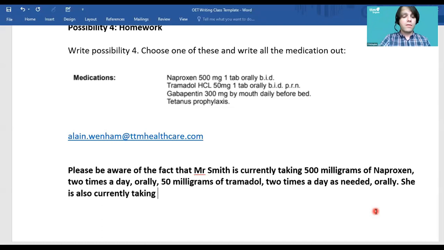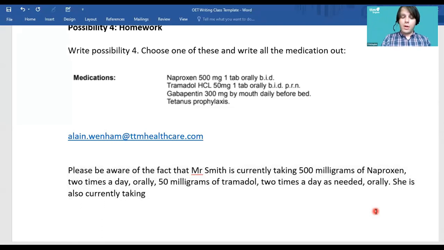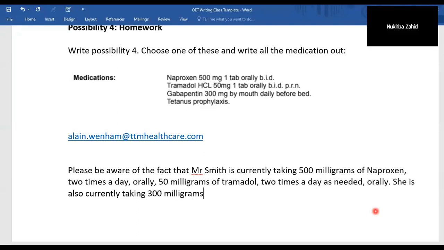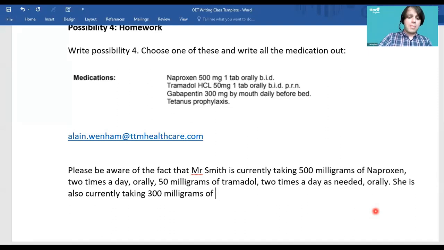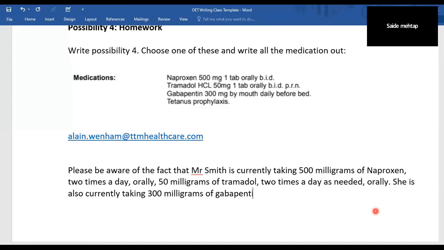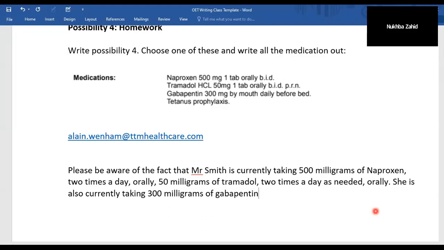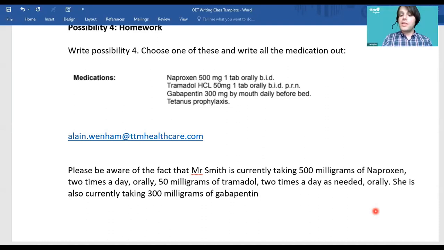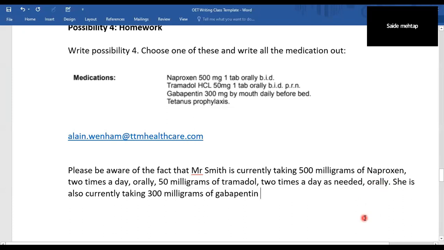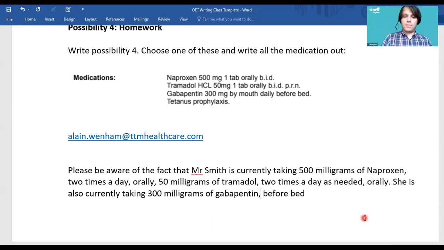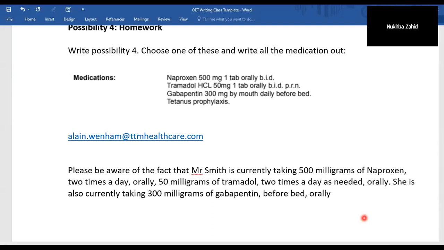Could you put your microphones on? She's also currently taking 300 milligrams of gabapentin. What's gabapentin? A kind of painkiller for neuropathic pain. Right. Am I going to say before bed, comma, orally? Well, that's the other style. We're going to keep the same style, right? It's at the end. Before bed, comma, orally. Have I missed anything? No, that's good.